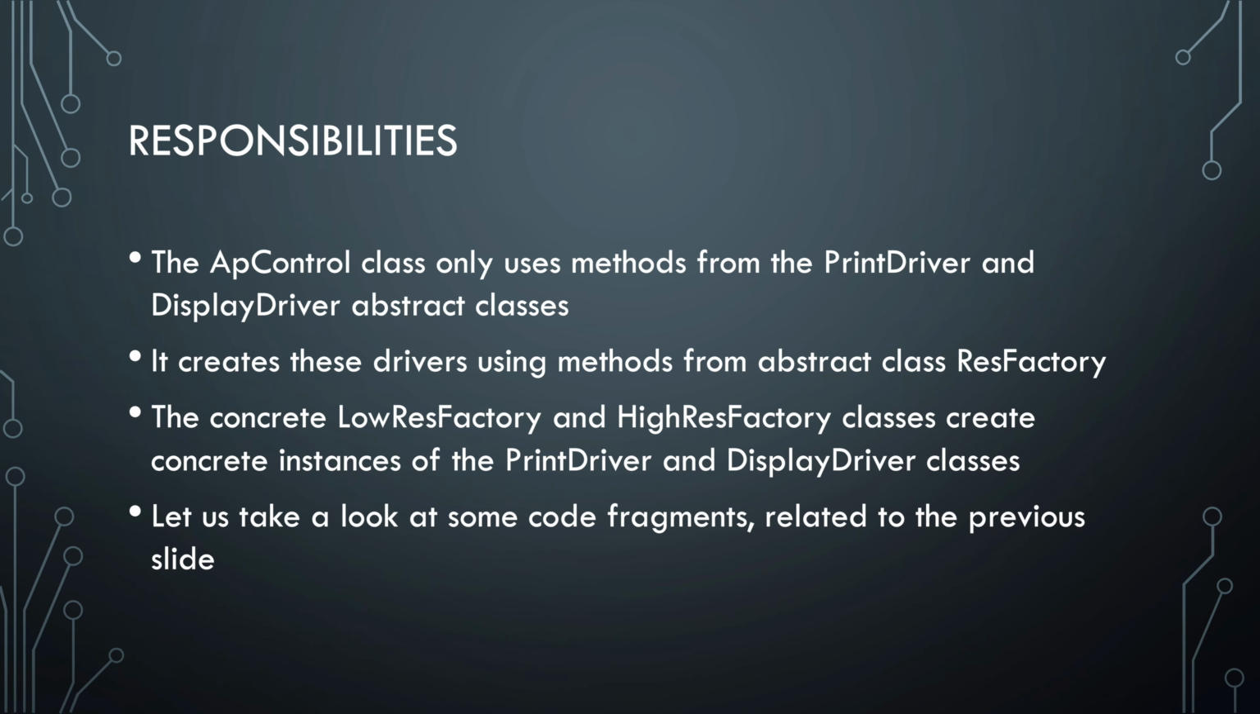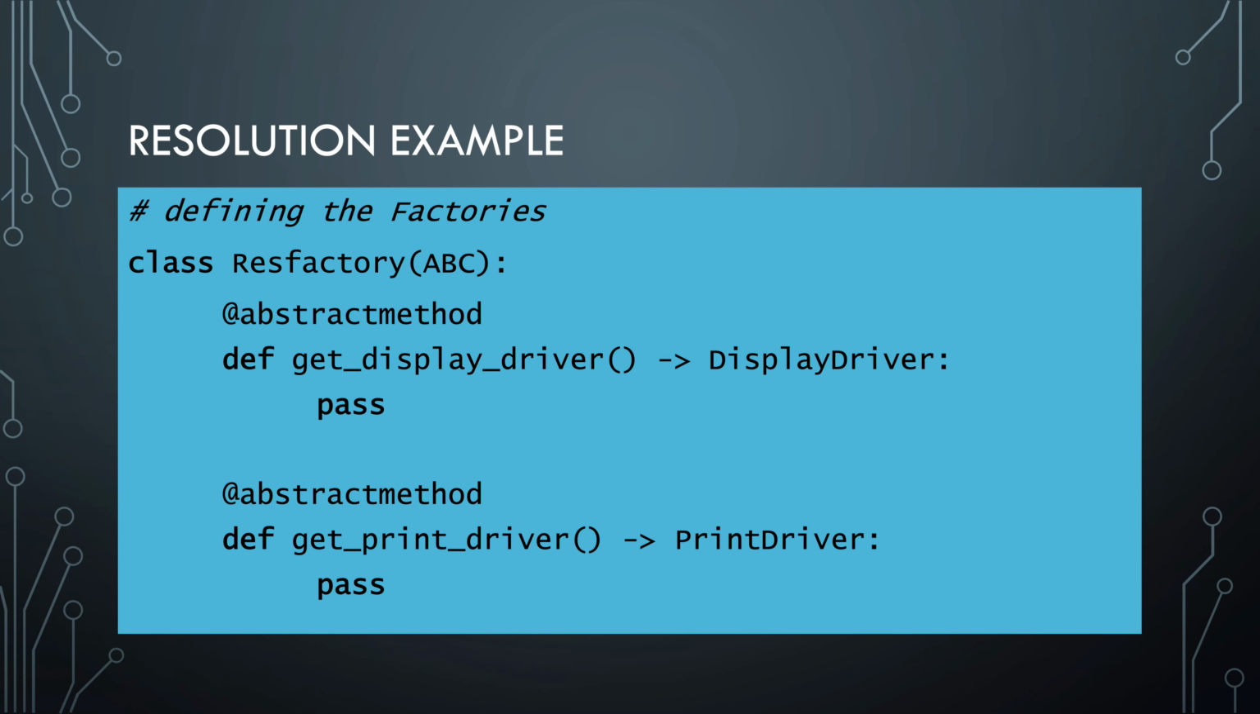App control uses print drivers and display drivers, but only knows their interface. It also uses the res factory interface, but it doesn't know anything about low resolution and high resolution factories. Those concrete factories in turn know about concrete print or display drivers. Let's look at a few code fragments to see how this works.